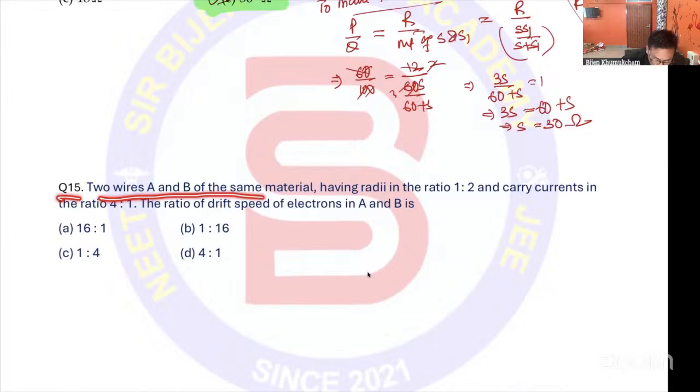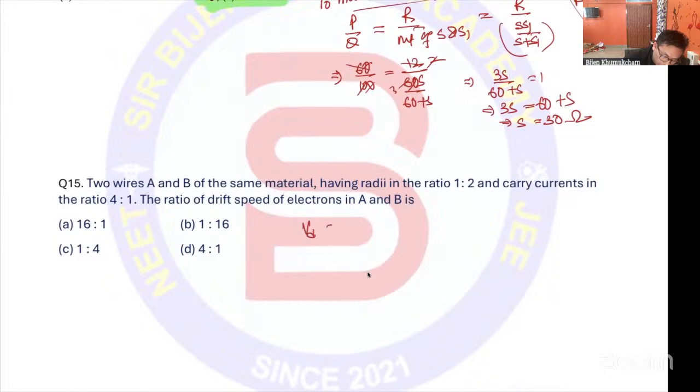Two wires A and B of the same material, so resistivity will be the same, having radii in the ratio of 1:2, carry currents in the ratio 4:1. The ratio of the drift speed of the electrons in A and B is? We know that I is equal to neA Vd. That is, Vd is I divided by neA. To find the ratio of the drift velocities, Vd1 divided by Vd2, 1 means A.